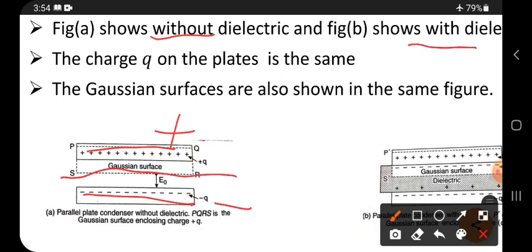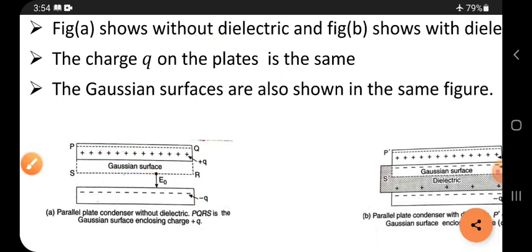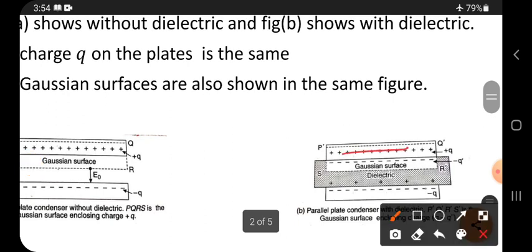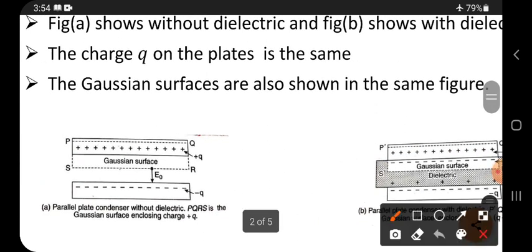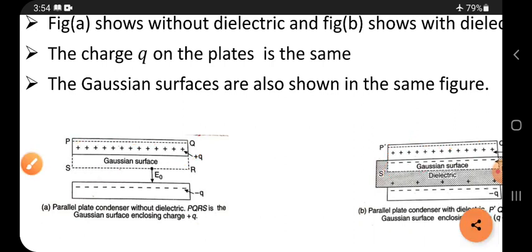And figure B shows with dielectric. In between the two parallel plates, one plate and another plate, this device is kept. It is a dielectric substance. Okay, friends. Next, the Gaussian surfaces are also shown in the same figures. Observe the dotted line here and here also, that is the Gaussian surface.